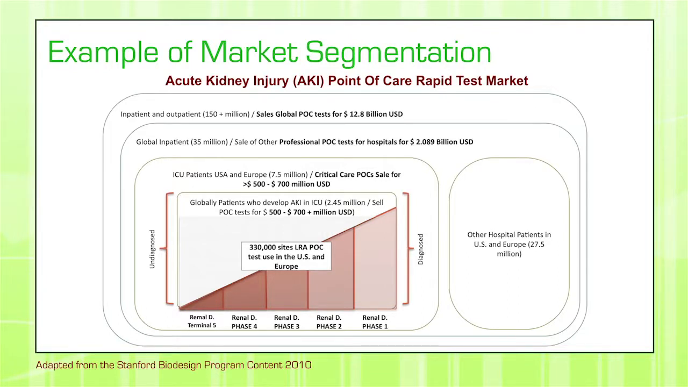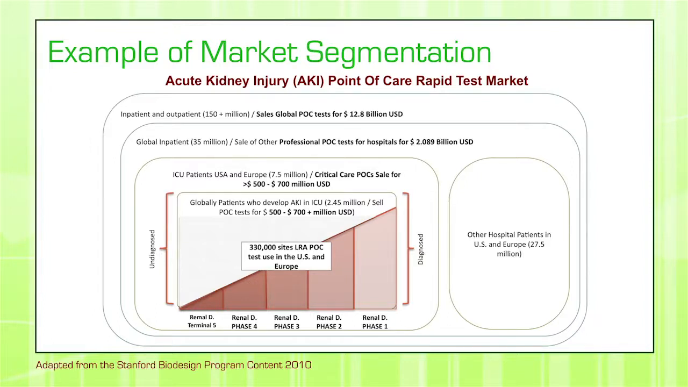From that, you can try to subsegment into the ones that are used within hospitals and the ones that are used outpatiently. Let's think for a minute that our focus is on hospital point-of-care testing, which is the one that is more likely to accept a solution for early diagnosis of acute kidney injury, for example.